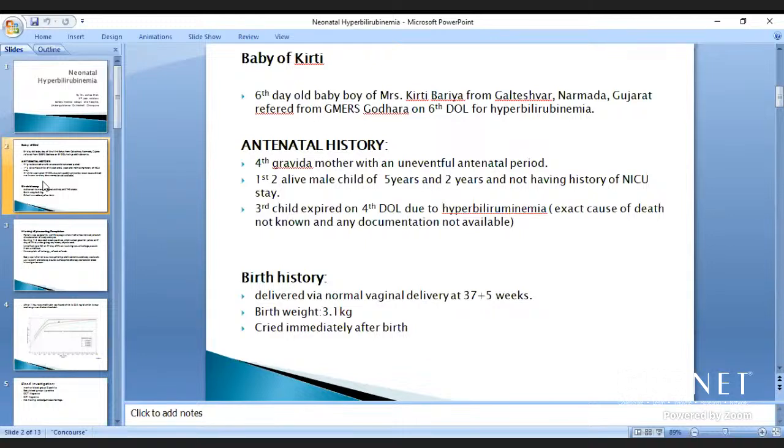If it is on the first day, what are the causes that come to your mind, Karthik, for neonatal jaundice within 24 hours? Sir, it may be hemolytic jaundice due to ABO incompatibility or Rh incompatibility. Okay. Then any other causes?